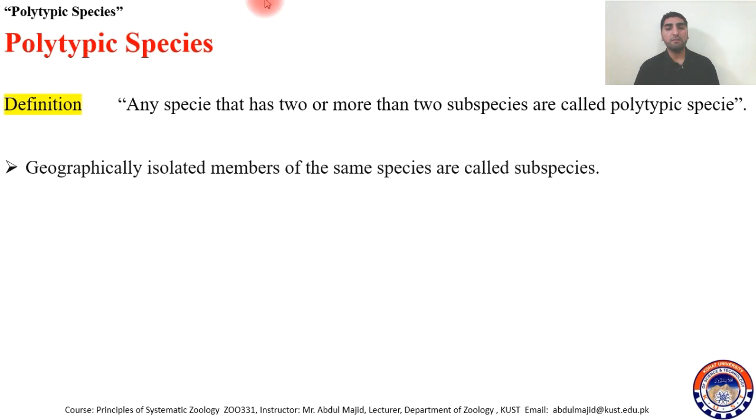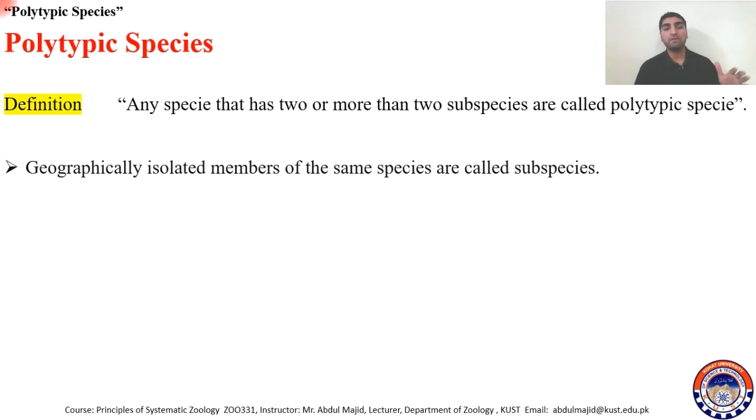Or it's simple. What are subspecies? So subspecies are actually the geographically isolated members of the same species. Meaning if there is a species A whose members are isolated geographically, for example, A dash population is living in one geography, A alpha is living in another geography, A beta is living in another geography, and A epsilon is living in another geography. So A is the main species, the actual species, but the A dash, the A alpha, the A epsilon, the A beta, these are subspecies.